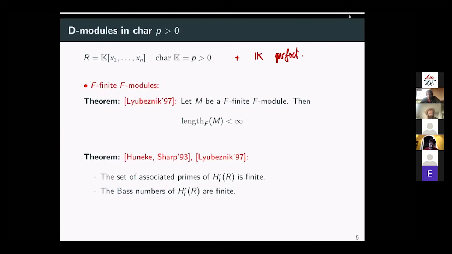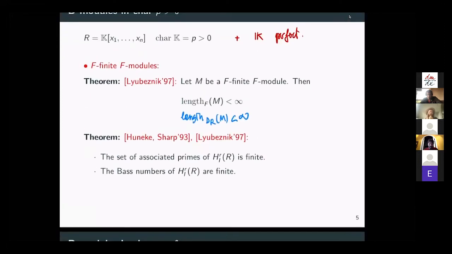Indeed, he also proved that these modules have a natural structure as a D module, so the length as a D module is also finite. And he reproduced exactly the same properties in positive characteristic as in the characteristic zero case. The set of associated primes of a local cohomology module is finite, and the Bass numbers are finite. This was already proven by Huneke and Sharp a few years before.